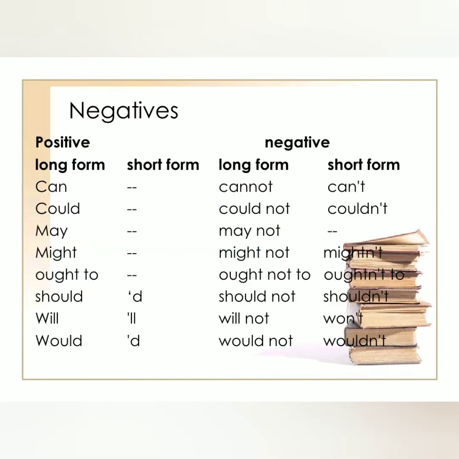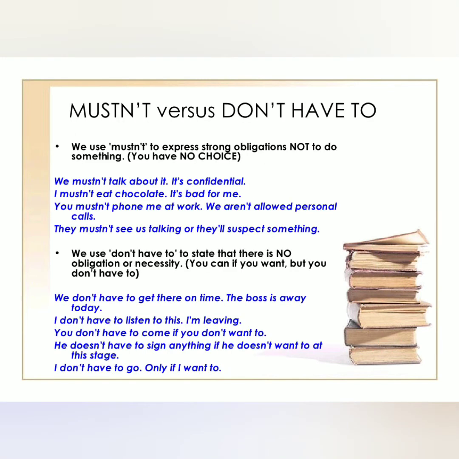Okay students, now let's go to the negative forms of all the modal auxiliaries. For modal auxiliaries, you can see for the longer form I have given you cannot, but for the shorter form it's can't; could not, couldn't; may not, same; might not, mightn't; ought not to; should not, shouldn't; will not, won't; and would not, wouldn't. Yes, so you can see very clearly how I changed them from longer to shorter.